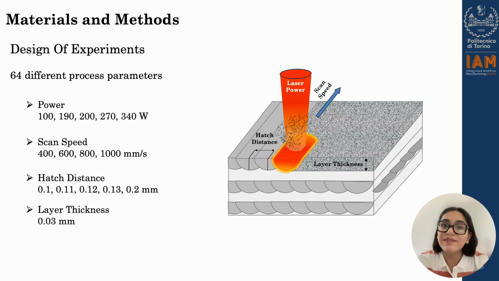Another step in developing new material is the design of experiment. In order to find the optimum process parameters, a wide range of them have been considered in this study. Laser power varied from 100 to 340 watts, scanning speed from 400 to 1000 millimeters per second, and hatch distance from 0.1 to 0.2 millimeter. Ultimately, a constant layer thickness of 13 microns was maintained for all the experiments.